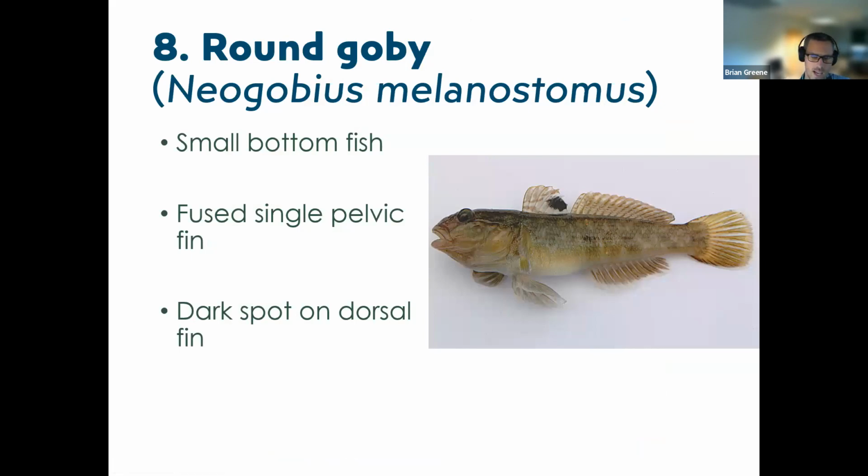And last but not least is round goby. This is a small bottom fish, a benthic fish, anywhere from 3 to 10 inches in size. This is once again another species that has moved in from the Great Lakes, and has moved in from ballast water of shipping containers from overseas. There are native sculpins and darters that could look a little bit similar, but the key characteristic is a dark spot on the dorsal fin, and its pelvic fin is a single fused, suction cup-like fin, whereas our native fish generally have 2 separate pelvic fins.